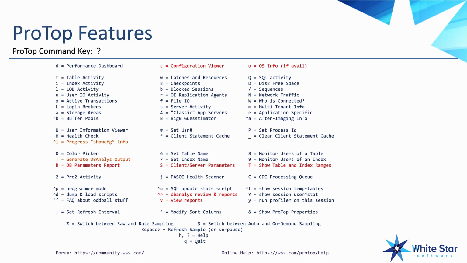The features that we're going to talk about today are the configuration viewer, the OS info, client server parameters, showing the table and index ranges, the view reports option with the database analysis review and reports, as well as the database parameters report. We're not going to cover the show config info because that would have to show real licenses, and for some reason that just doesn't seem like a good idea. And generating database analysis output is something that takes a little bit of time, so we're going to skip over that. We're going to assume that's already been done.